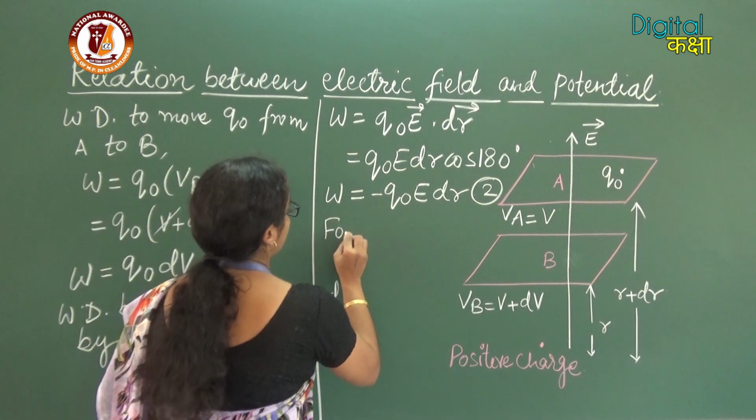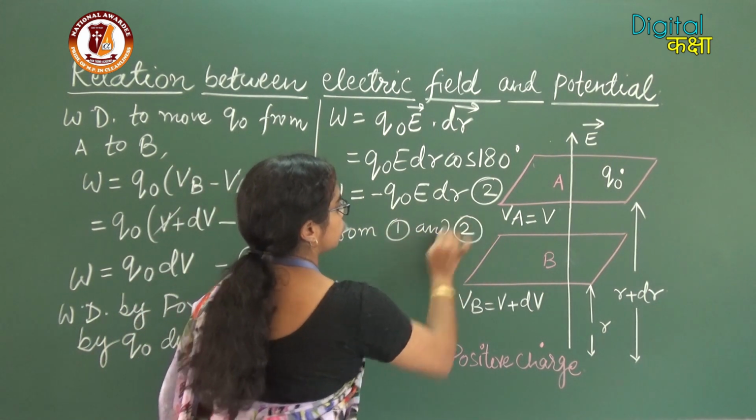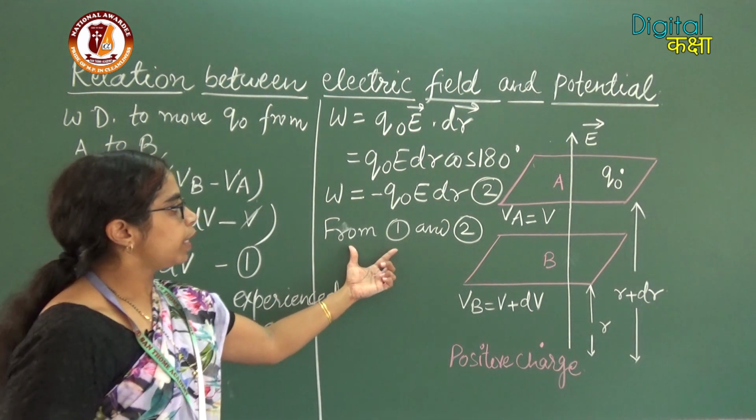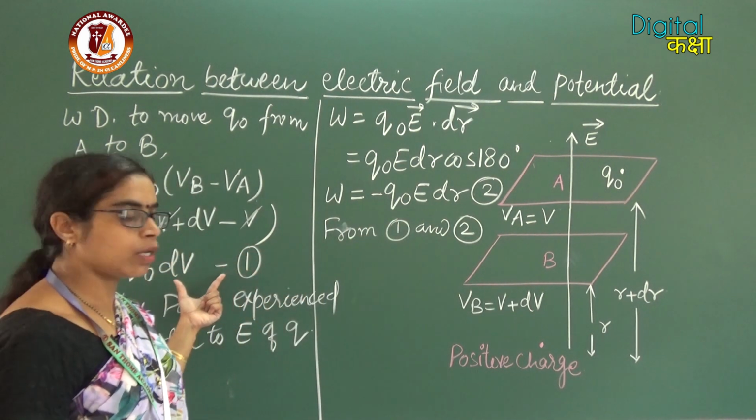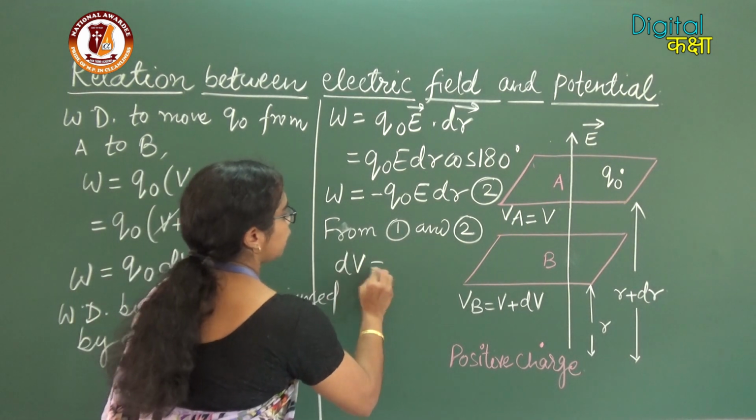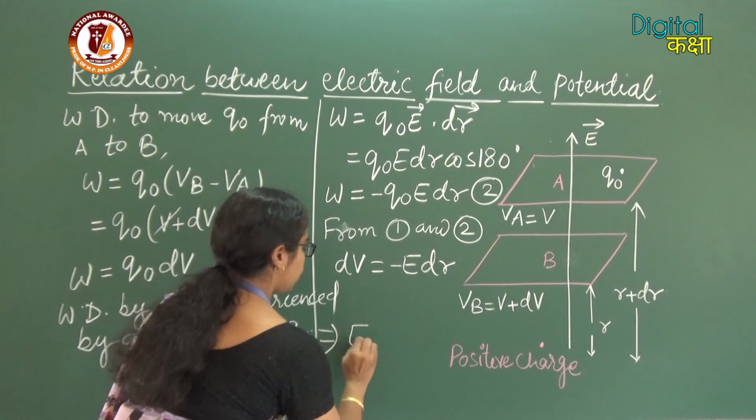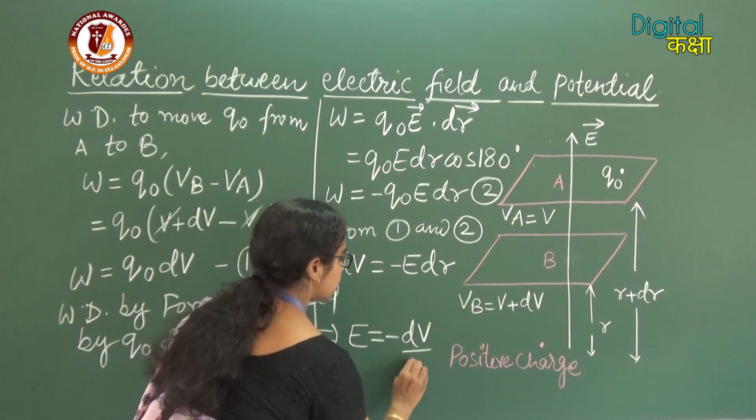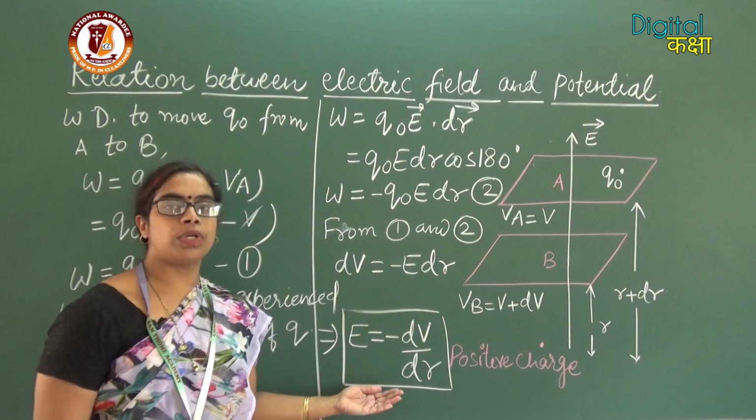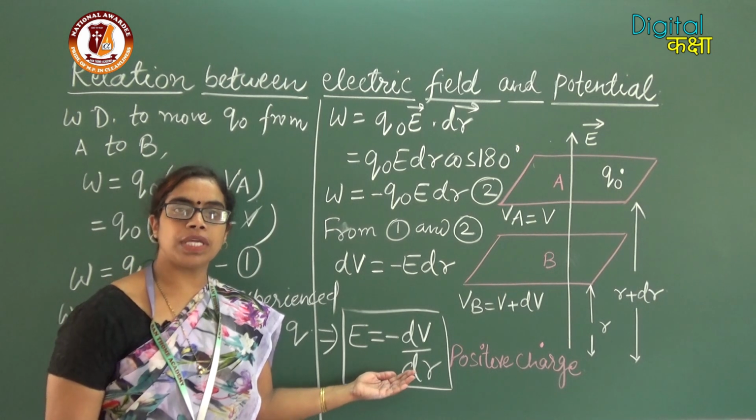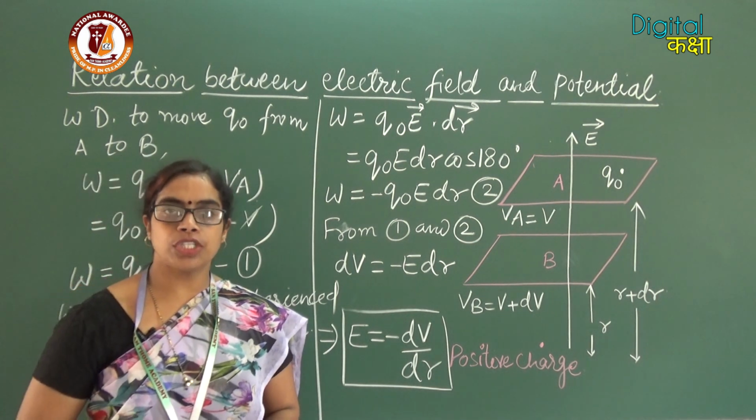Now from 1 and 2, when the RHS are equated, the Q naught will cancel out and we are left with dV is equal to minus E dr. This implies that the value of E is equal to minus dV upon dr. So this is the required formula which gives us the relationship between the two physical quantities, one is the electric field and the other is the potential.